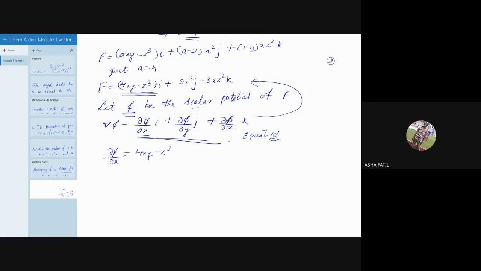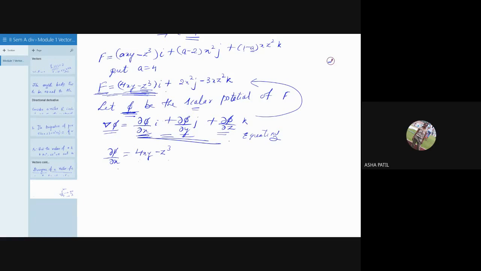That means, how to find phi with this? Actually, we want phi. We have taken an unknown function phi, which we call the scalar potential field. Now for this vector field, we are finding a scalar potential. For that, if phi is any scalar, we have taken del phi, which is the gradient, given by dou phi by dou x i plus dou phi by dou y j plus dou phi by dou z k. Since we are finding the scalar potential of this vector field, we go the other way around and equate these two terms. So for the i component, we have dou phi by dou x is equal to 4xy minus z cube.